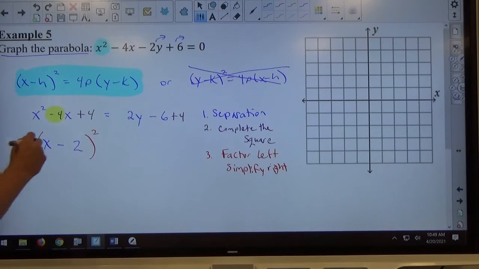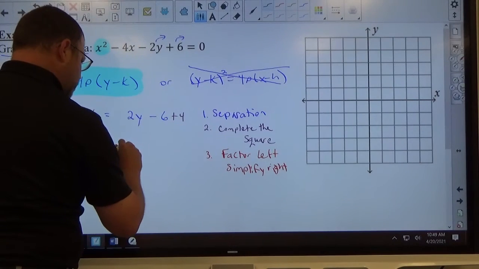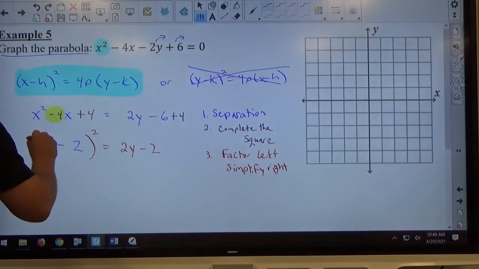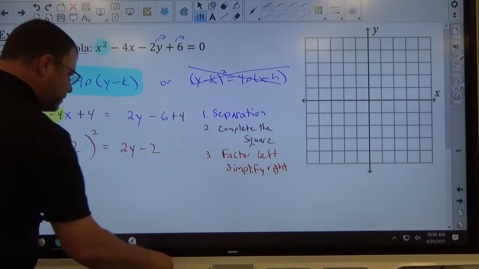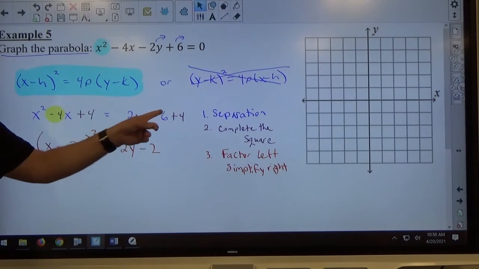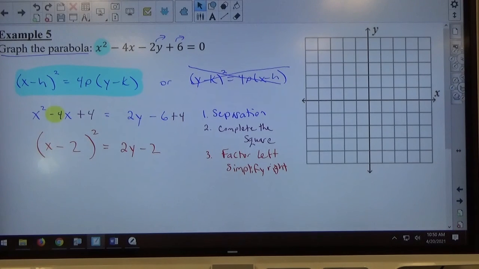On this side over here, we're going to simplify the right. So that's just going to be 2y minus 2. Actually, I'll probably have this x minus 2 in red. All that I can do on the right-hand side, 2y is a y term. Negative 6 and 4 are both numerical terms. Negative 6 plus 4 makes negative 2. Subtracting because the signs are different. Negative because 6 is bigger.